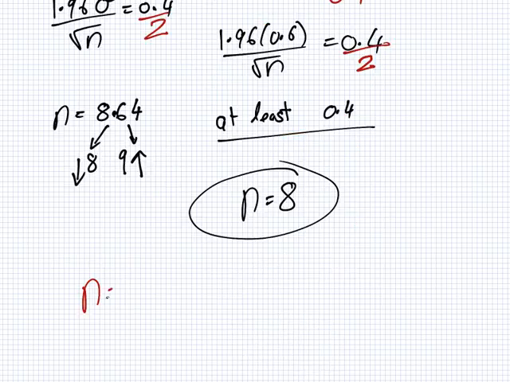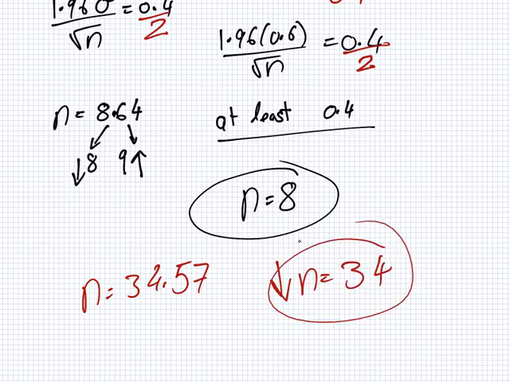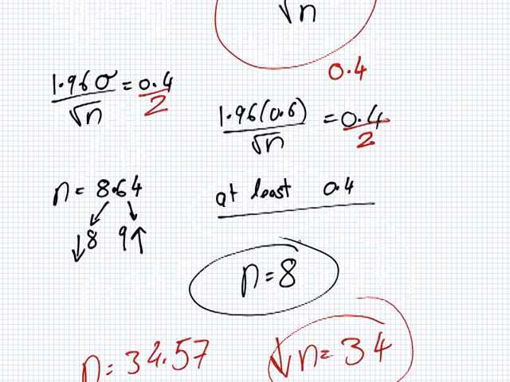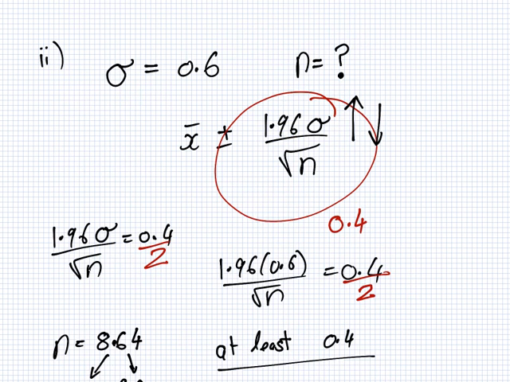So now I get n equals 34.57. Do I round up or round down? Round down. That's a huge change. Now let's see if he rounded up or rounded down. Because that was what I was talking about earlier, if I make the n smaller, then the width gets bigger. And he used the word at least, not at most.